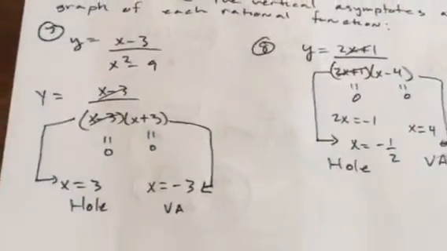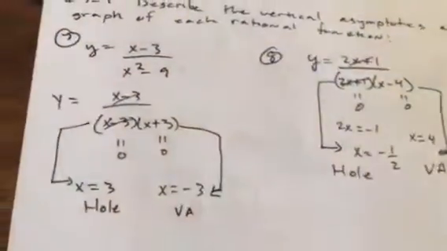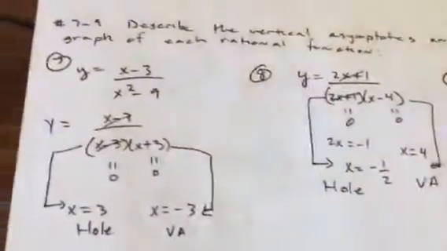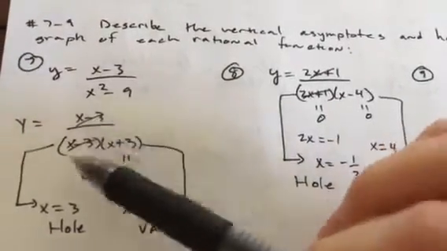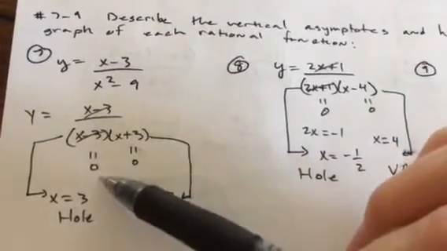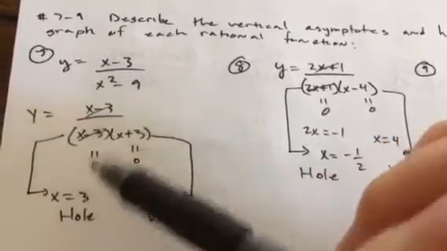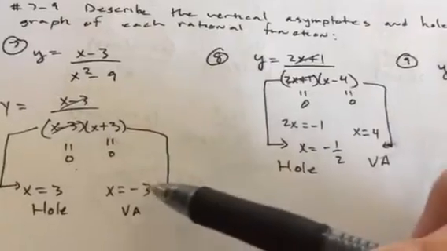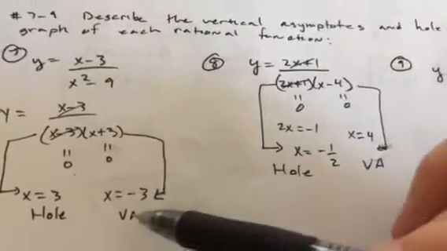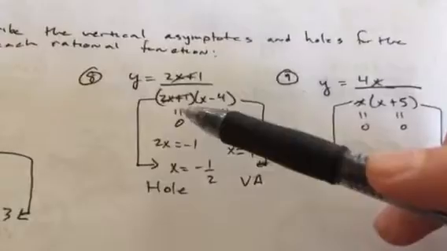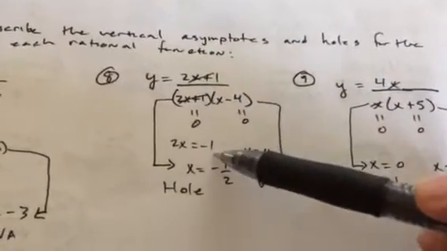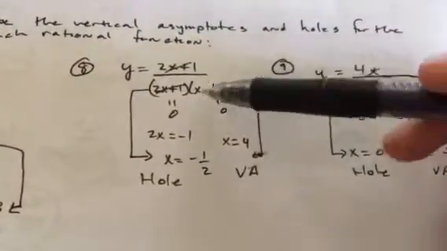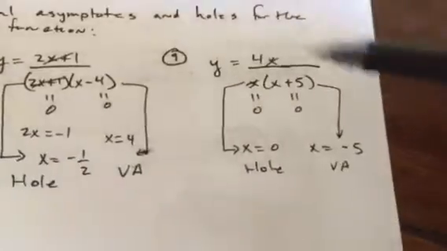Remember that asymptotes don't get canceled, so you need to factor. When you factor the denominator here, or the numerator in some cases, notice that the x minus 3's cancel. If you set x minus 3 equal to 0, you get x is 3. Because it canceled, that's why it's a hole. Because this x plus 3 equals 0, which is x equals negative 3, did not get canceled, that's a vertical asymptote. Notice that the 2x plus 1's get canceled. If you set them equal to 0, you get x equals negative 1/2. That makes it a hole. X equals 4 did not get canceled, so it's a vertical asymptote.